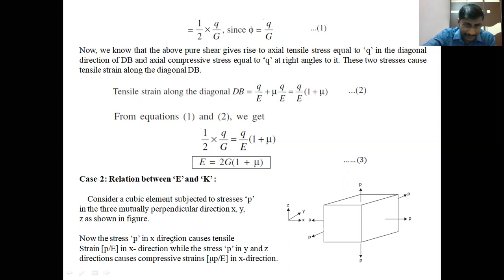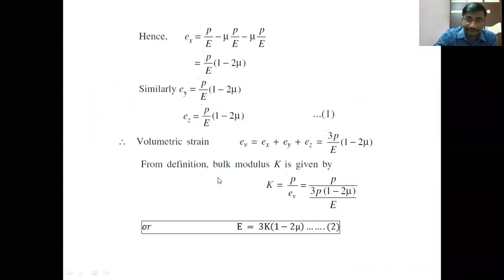Now the stress P in x direction causes tensile strain P by E in x direction, while the stress P in y and z direction causes compressive strains. The compressive strain represented in x direction is mu into P by E, where P by E is the linear stress in y and z directions into mu. If we multiply the Poisson's ratio, then we can get the lateral strain in x direction. Clear, students? If you understand the Poisson's ratio, it can be easily understood.